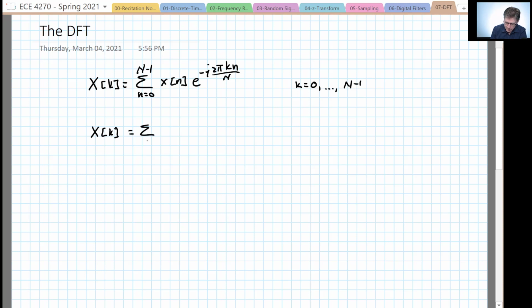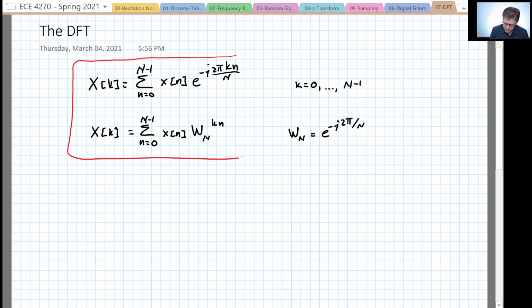Note that this is often written this way. I prefer the way I've written it first, but you should be familiar with both ways because it appears both ways. And in fact, sometimes, even though it's not my favorite, we'll go ahead and use this W format, because when we're, for example, developing the fast Fourier transform, it really helps to have something a little more compact.